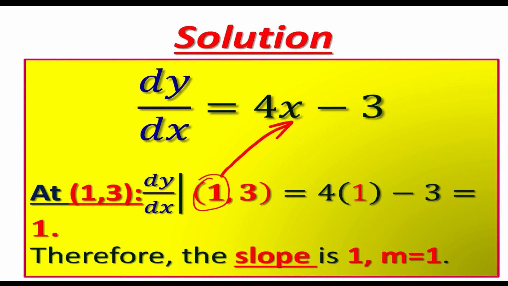So it's going to be 4 times 1 minus 3, which is 1. So the slope is 1. The letter m is used to represent the slope.